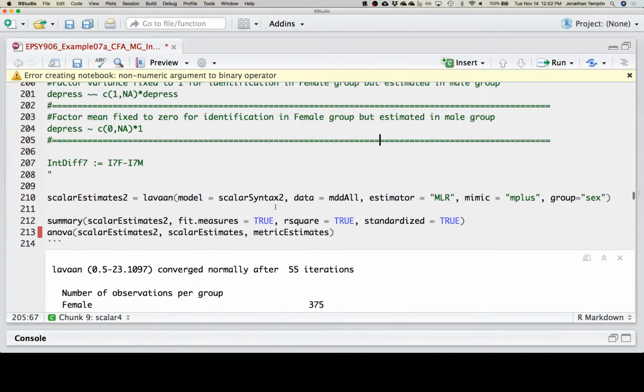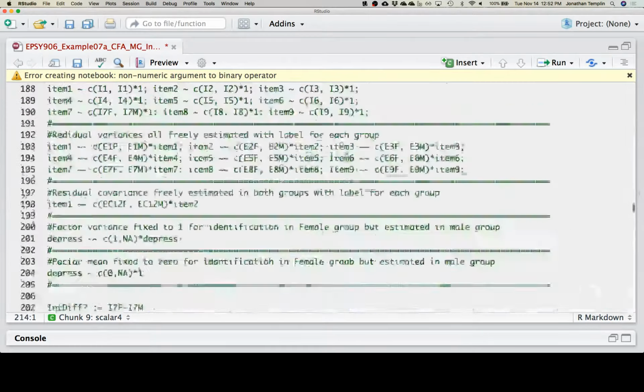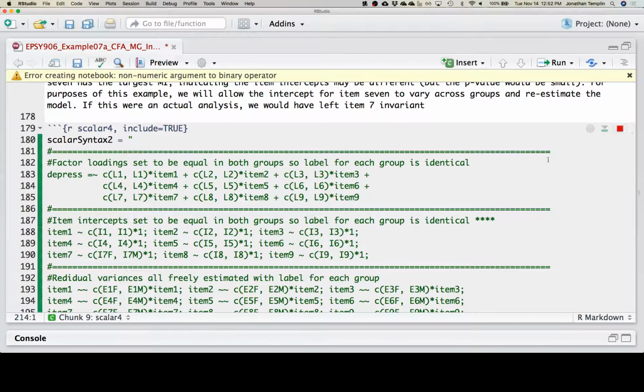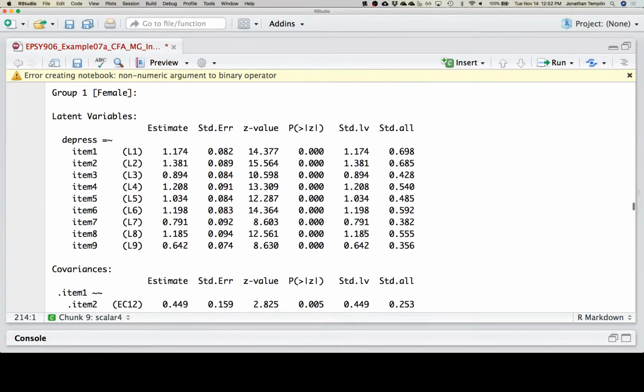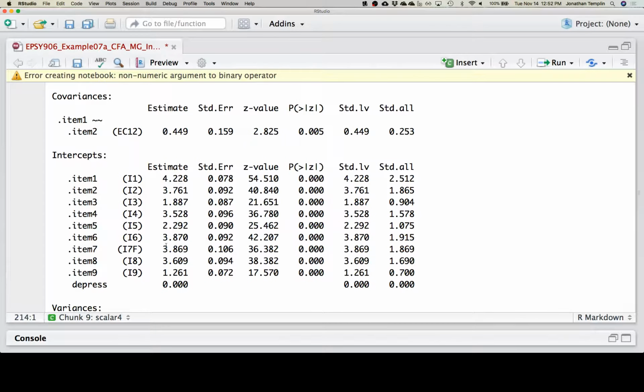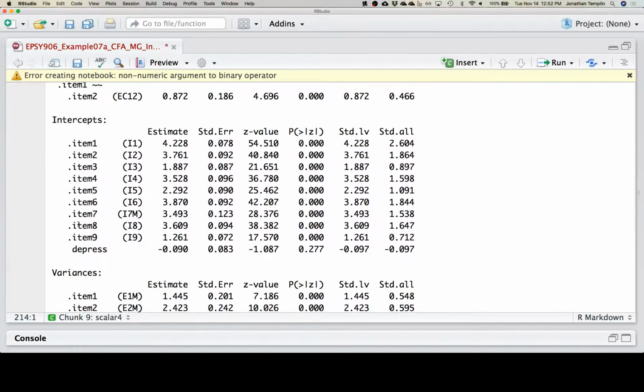If I run this analysis, yes, the ANOVA does. There's the error. There we go. So I run this whole analysis right here. Let's go look at item 7. Item 7's intercept, pardon me. Item 7's intercept, you'll see for the female group is 3.869. For the male group, it's 3.493. So we achieved what we wanted it to have.